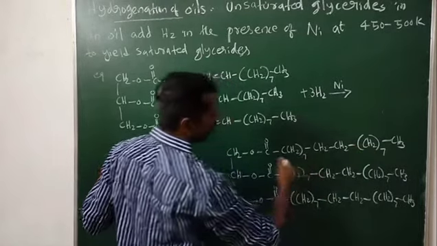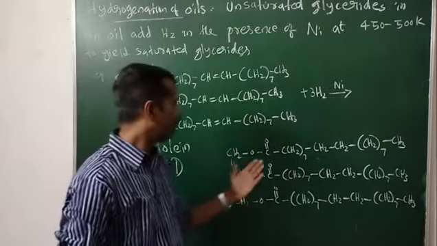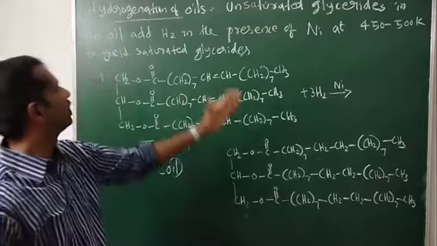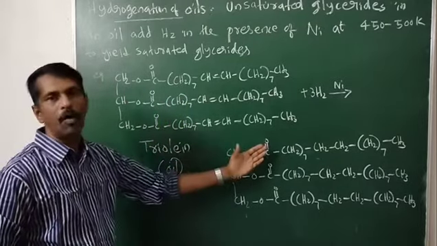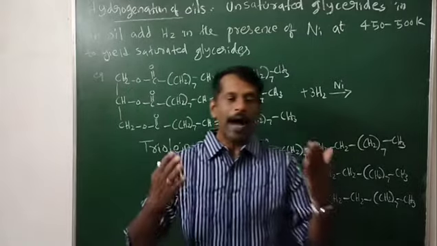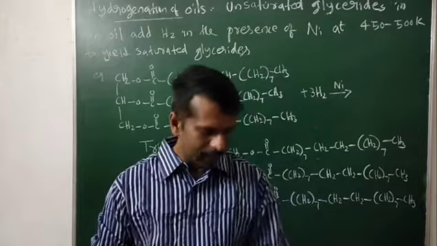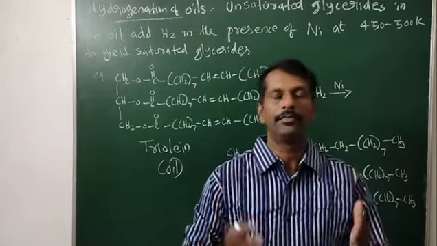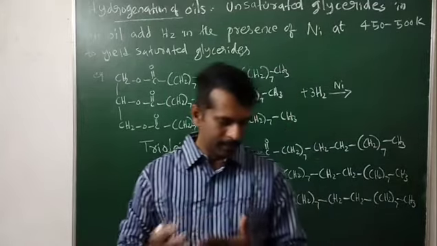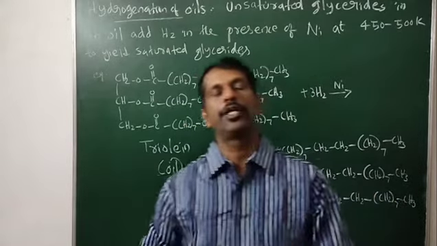9 plus 7, or together you can write in a single formula. Okay, that means this is known as hydrogenation of oils. During hydrogenation, unsaturated oil is converted to solid, a low melting point solid. That means it is changing to fat.